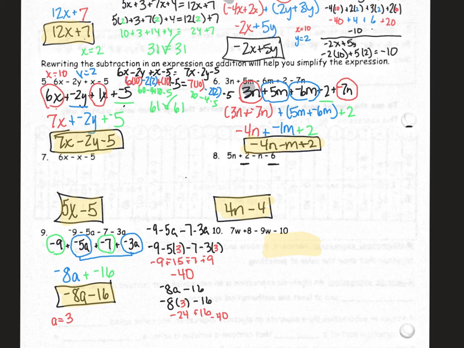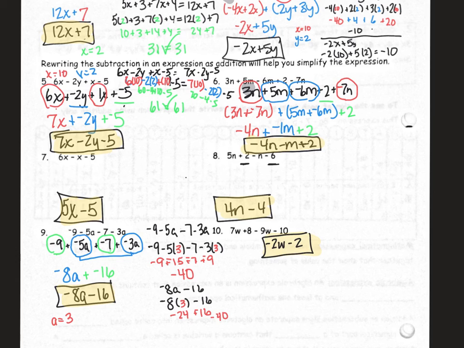There you go. So I will let you try number 10 on your own. So you can pause it and try 10. And I have negative 2w minus 2 for the simplified version. So there you go. There you have it.